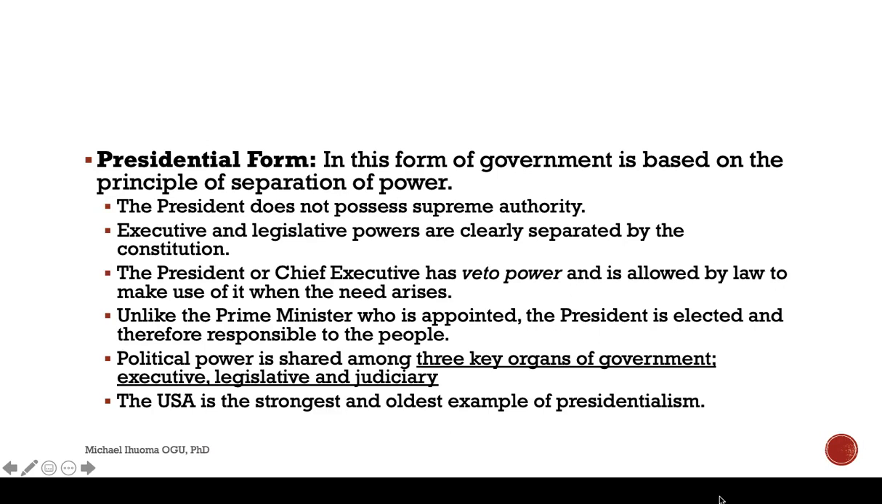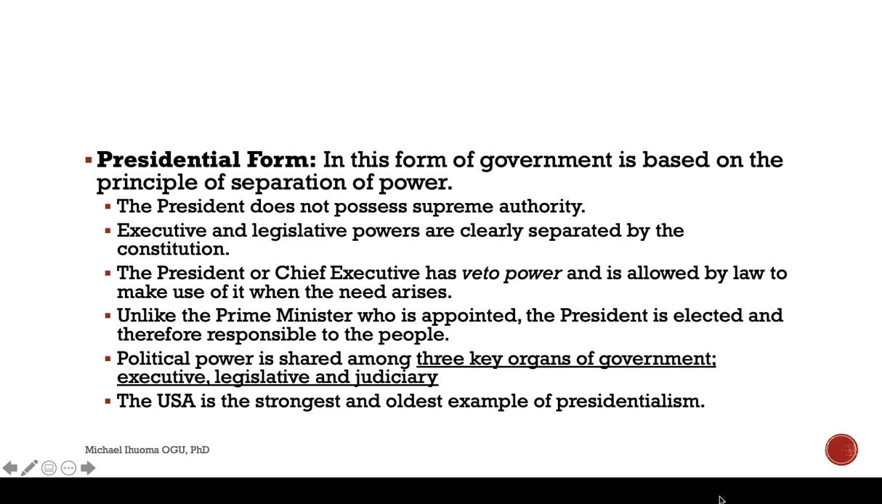So I've mentioned already that power is separated, and of course, is separated by the Constitution. The president is the chief executive of the state. He has veto power. It's allowed by law to use, especially in cases of emergency, conflict, and wars. The executive president can use veto power. But unlike the prime minister in the parliamentary system, who is sometimes appointed, the president in the presidential form is always elected by the electorate, by the people.